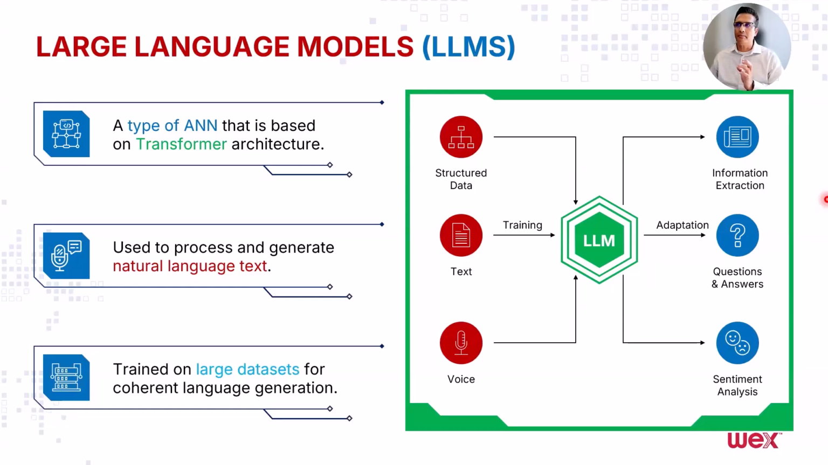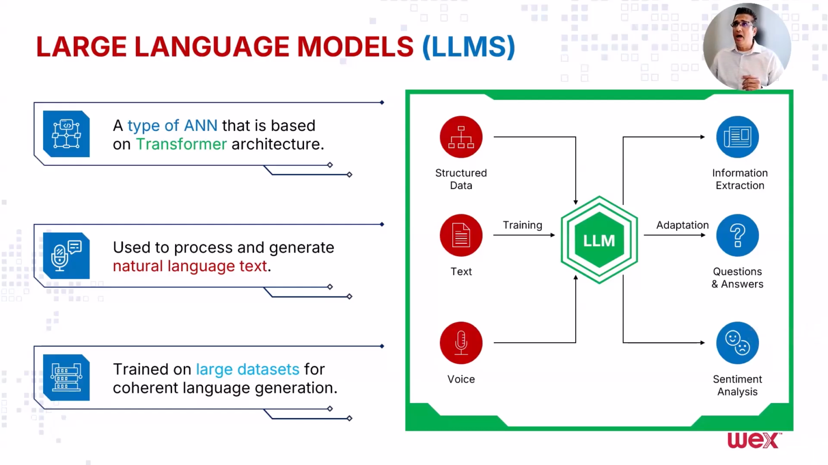These LLMs are used to process and generate natural language text, and they are trained on large data sets for coherent language generation. Now, if you look at this right side, LLMs can take input of different types of data. They can take structured data, they can take text data, they can take voice. And on the right side, you can see they can perform different tasks for you. They can extract information, answer questions, perform sentiment analysis, translate from one language to another, and create computer code for you. There are different tasks that they can perform. So they are very flexible in how they are helpful to us.